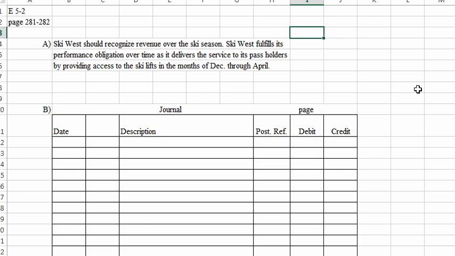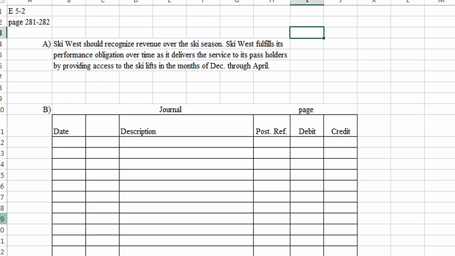So here we go, you guys. Ski West should recognize revenue over the ski season. Ski West fulfills its performance obligation over time as it delivers the service to its pass holders by providing access to the ski lifts in the months of December through April. So they should not recognize any revenue in November, but a portion of the revenue in December, a portion in January, February, March, and April.